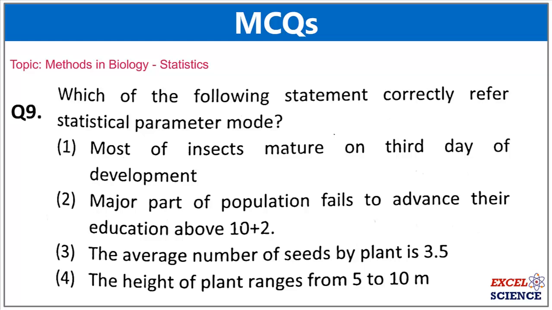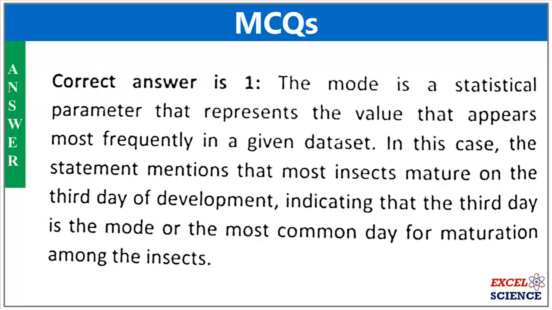Next, which of the following statements correctly refers to the statistical parameter mode? So from the given answers, it is answer 1. Most of the insects mature on the third day of development. The mode is a statistical parameter that represents the value that appears most frequently in a given data set. In this case, option 1 states that most insects mature on the third day of development, indicating that the third day is the mode or the most common day for maturation among the insects.